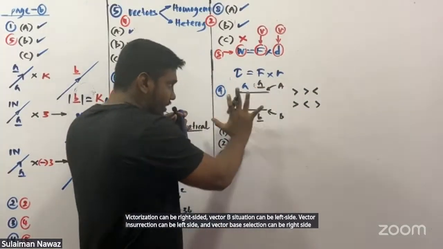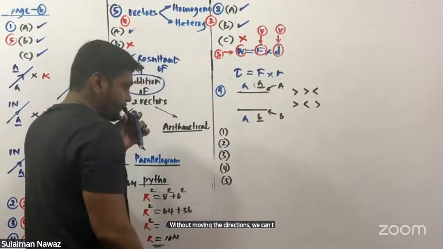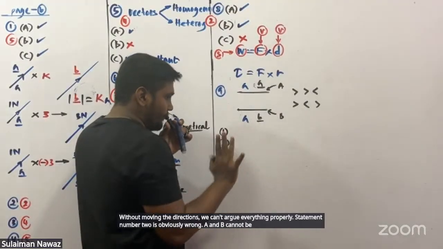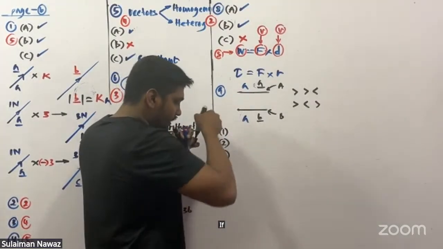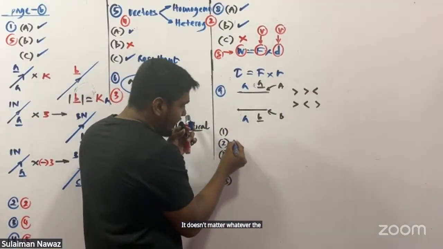So we have no idea about the directions. Without knowing the directions, we can't argue everything properly. Statement number 2 is obviously wrong. A and B cannot be added together? That's wrong. If there are two vectors, definitely we can add them together, no doubt. It doesn't matter whatever the directions are, we can add them together.